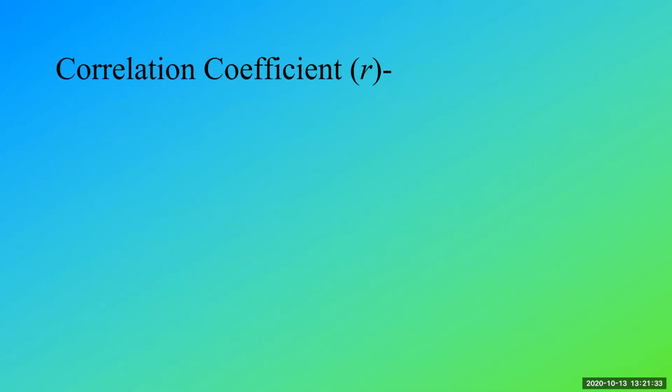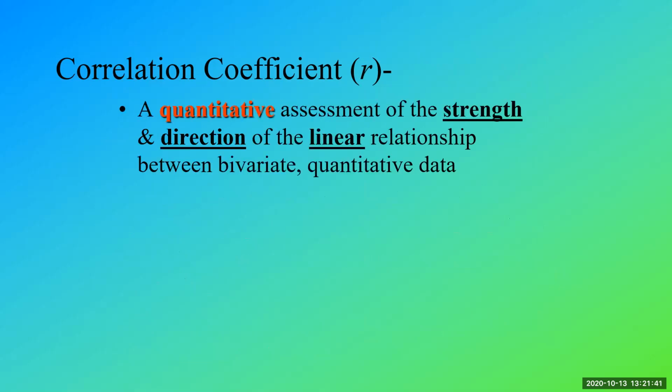So how do we know for sure if there is a relationship between two variables? We can find what's called the correlation coefficient. That is the R value. The correlation coefficient is a quantitative, a number assessment of the strength and direction of the linear relationship between two bivariate quantitative data. Okay. So the R value only deals with the linear relationship. It's only fitting the points to a line, no other type of equation.